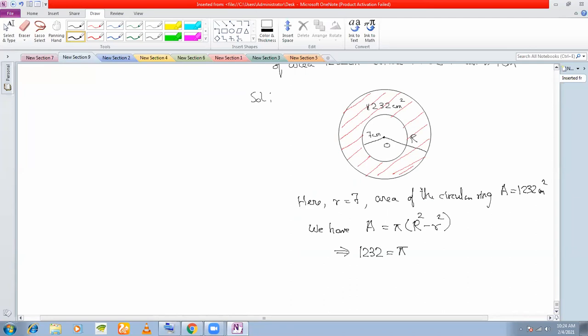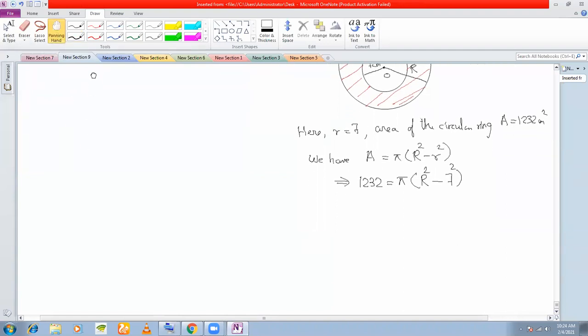Right, pi as it is, we'll take pi a little later. Don't be in a hurry to put the value of pi. Capital R square we don't know, so we write it as it is, and small r square we know as 7 square. So we put the values.